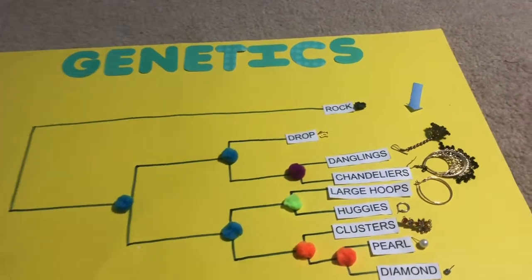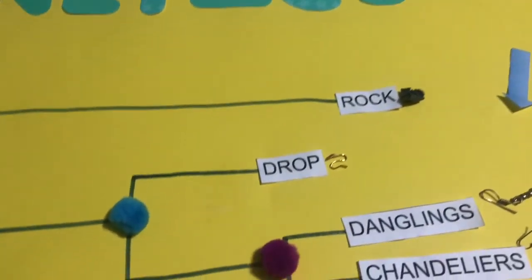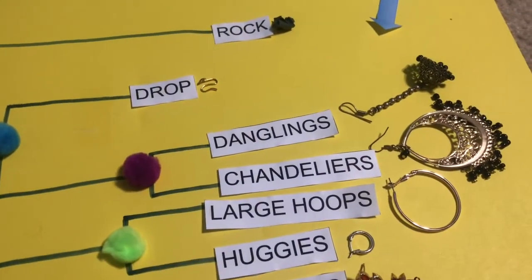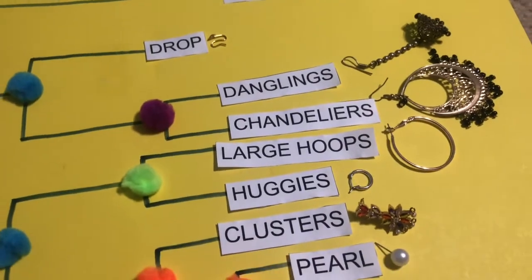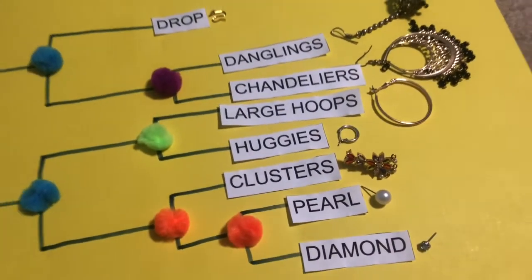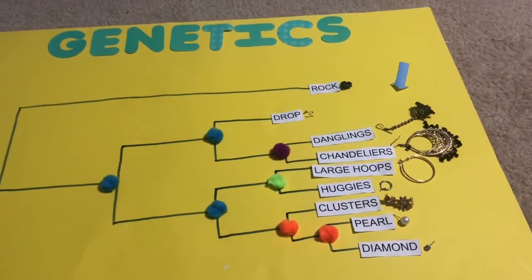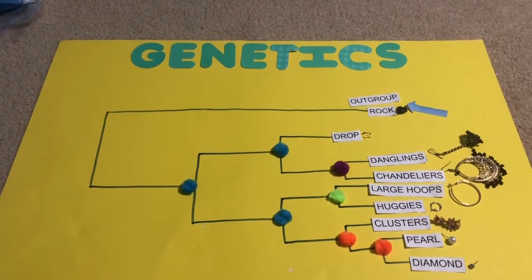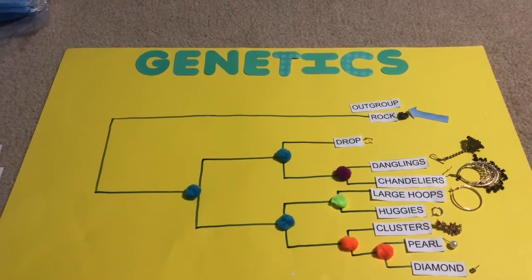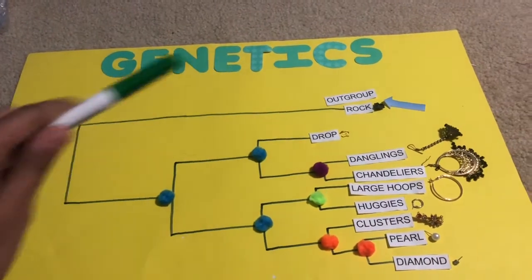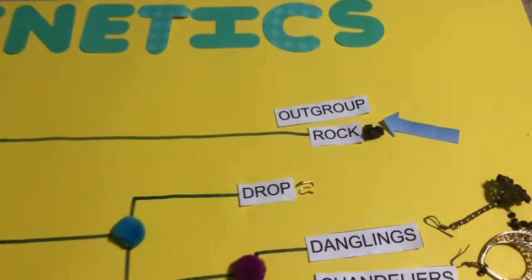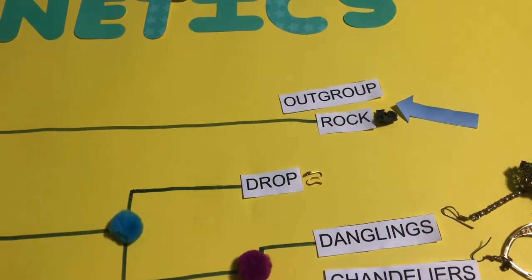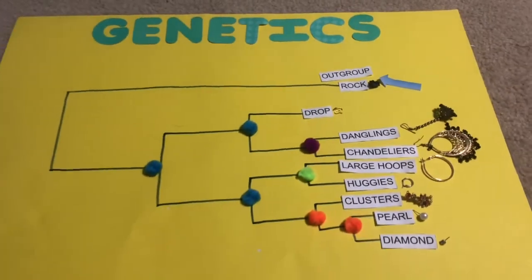So in this case, we have rock or stone, drop earrings, danglings, chandeliers, large hoops, huggies, clusters, pearls, and diamonds. So these are our OTUs. This is also a rooted tree because the distance between the OTUs is known, and we can know the order of divergence by comparing the OTUs to the outgroup. So our outgroup is the rock or stone, and this is an outgroup because it is an OTU that has diverged earlier than all of these OTUs.